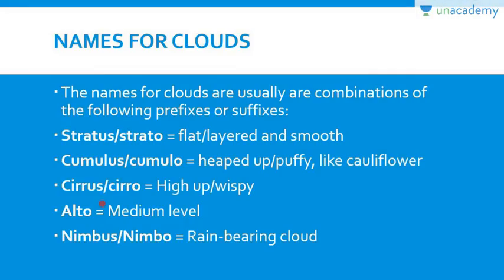Okay. The next one is alto clouds. Now these are clouds at medium level. That is, their height ranges from between 7,000 to 20,000 feet. Now we'll discuss all these different types of cloud in the next lesson.